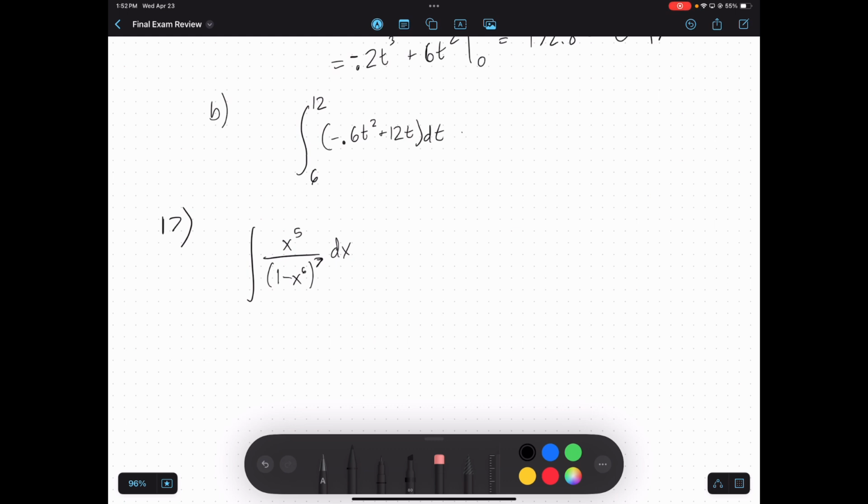Whoa, okay. What does this problem look like we're going to be using? Quotient. Quotient rule is if I was taking the derivative, but I'm doing an integral. It means I need to find the antiderivative.